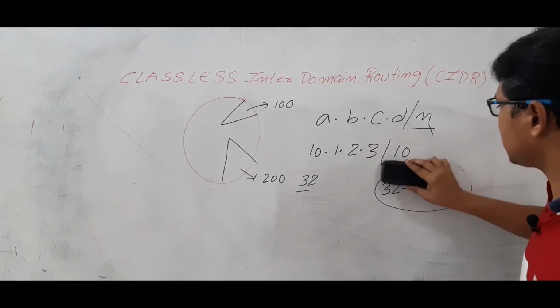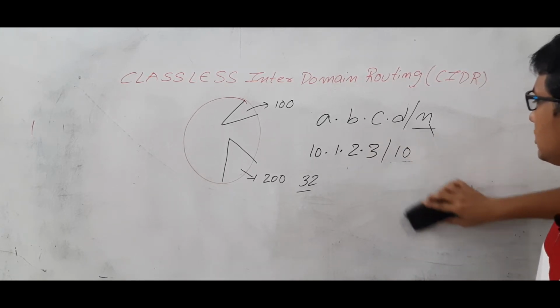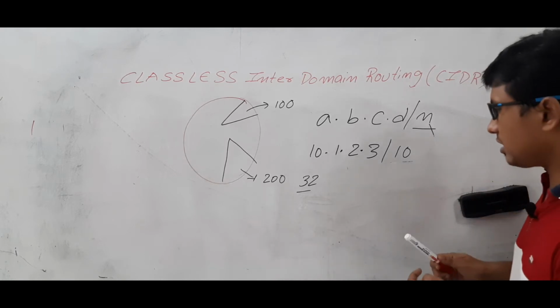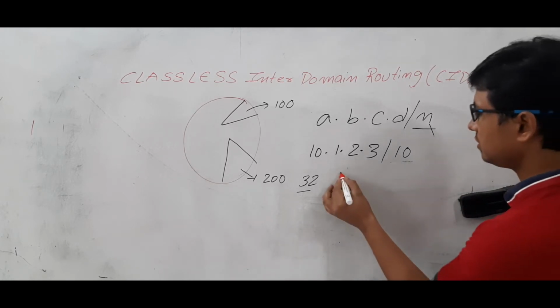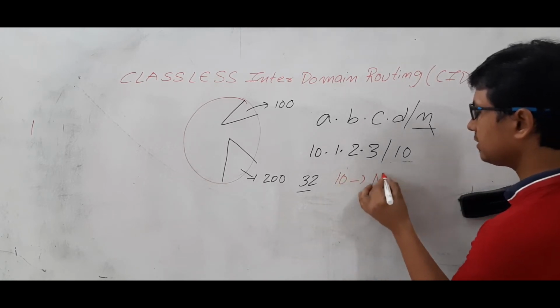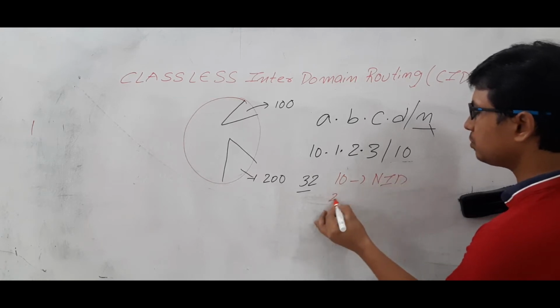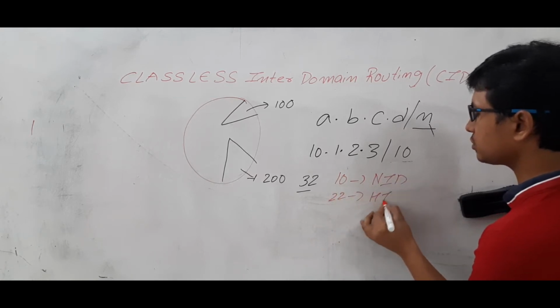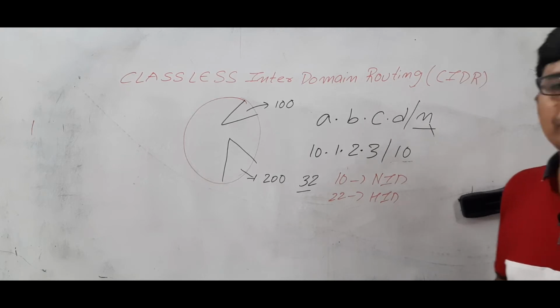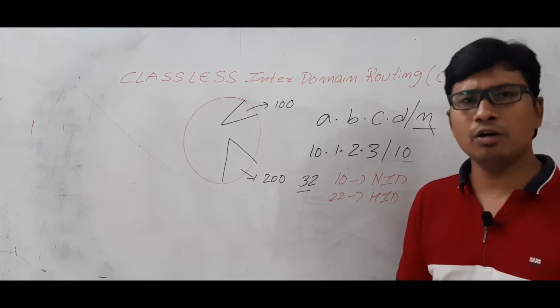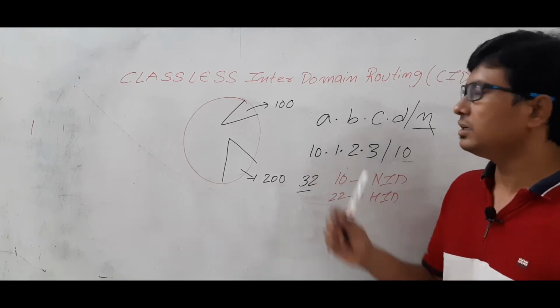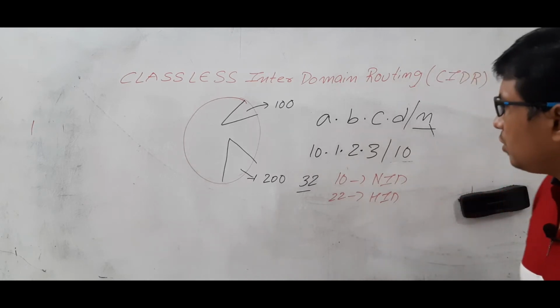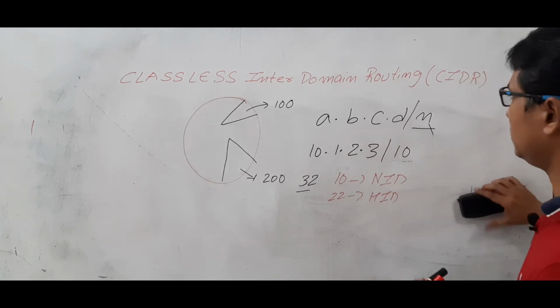Now, let me take this example. In this example, 10 bits are allocated for the network ID and 22 bits are allocated for the host ID. So you can easily say how many bits are allocated for the network ID and how many for the host ID. Is it clear? Your problem is solved.